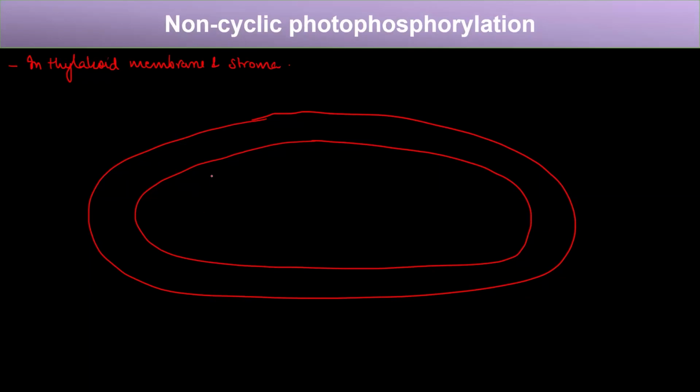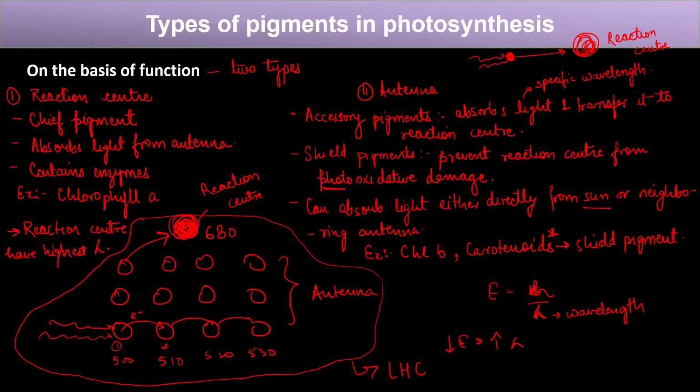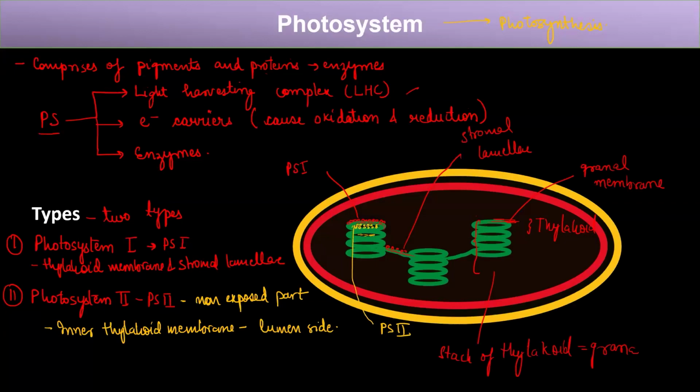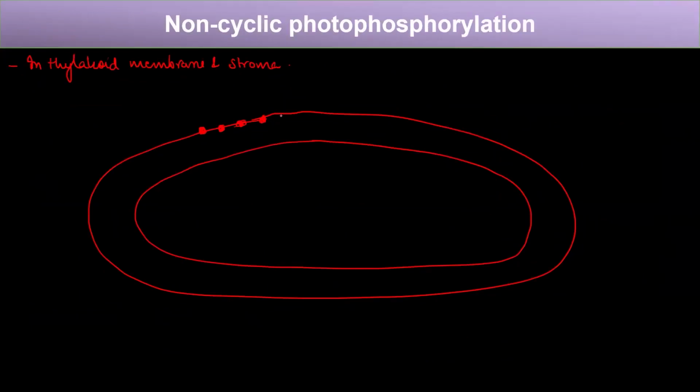So if you remember the photosystem 1, where it was present on the non-exposed part. So photosystem 1 is present here, right? It is present over the membrane. So the photosystem 1 is present on the membrane.